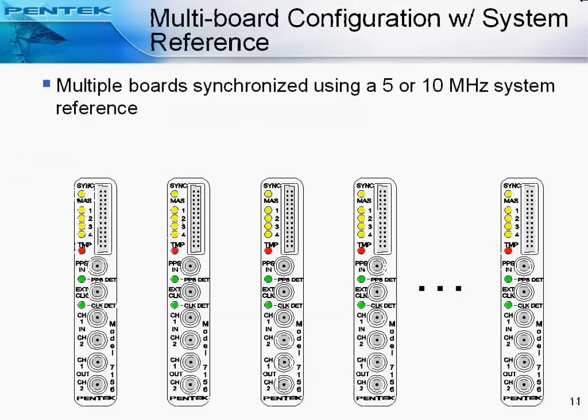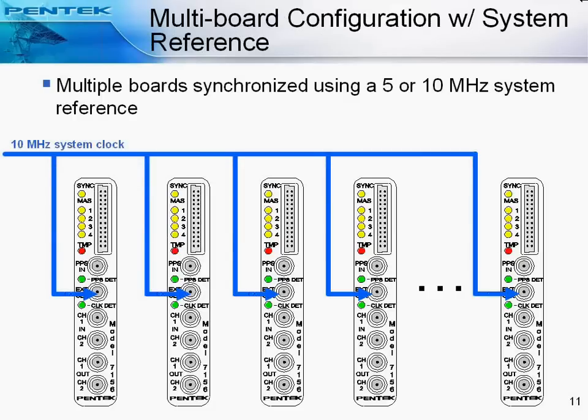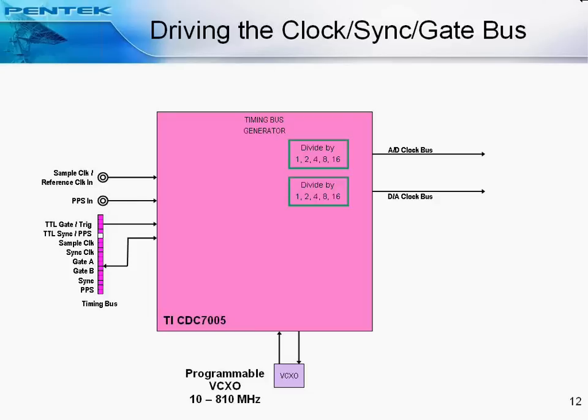Now the way you'd use this in an actual application is you'd provide a single 10 megahertz or 5 megahertz system clock to the front panel connectors of all of the 7156s, and that would keep all of the A to D and D to A clocks on all of the boards synchronized with the 5 or 10 megahertz system reference. Up until now, I've been showing the CDC7005 with 2 dividers.